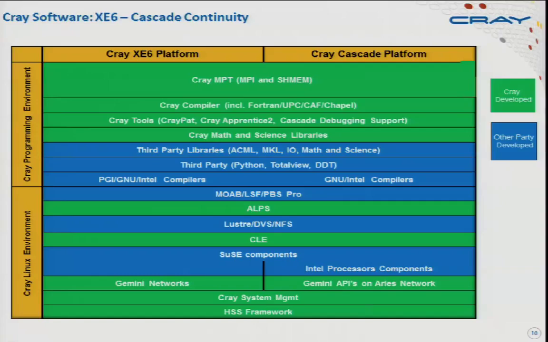Not exactly the same, but the point of all of this is that on the left-hand side is the XE platform, and on the right-hand side is the Cascade platform. You see that most of the boxes span both sides. And that's just to say, for most things, Slurm's not on here. Slurm should be on here.